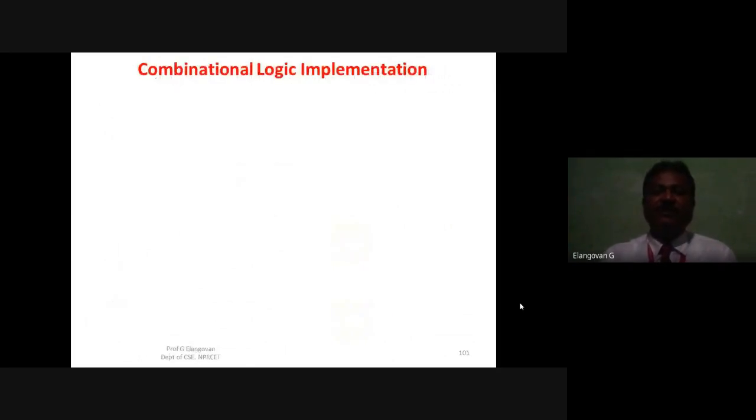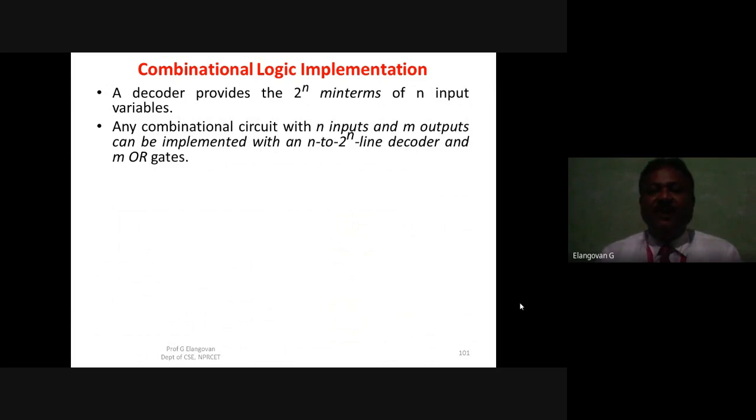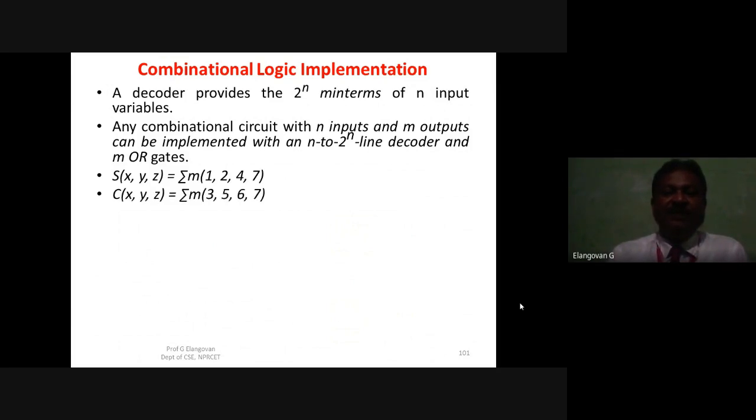So another one is, with the help of a decoder, it is possible to implement different combinational logics. The reason behind this is that the decoder provides minterms of all possible combinations for the n number of variables. So we can combine the outputs with OR gates, and it will easily generate the combinational logics. So if a function sum xyz equals sum of 1, 2, 4, 7, if it is given like this, this can be implemented easily.